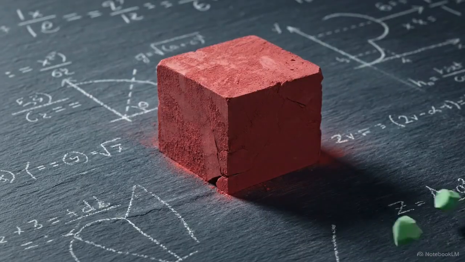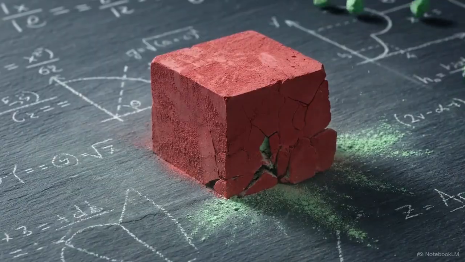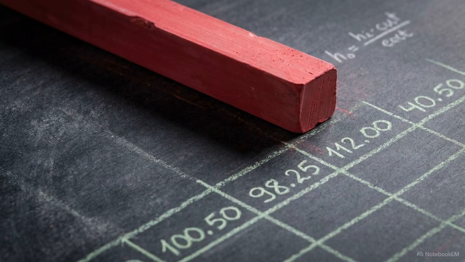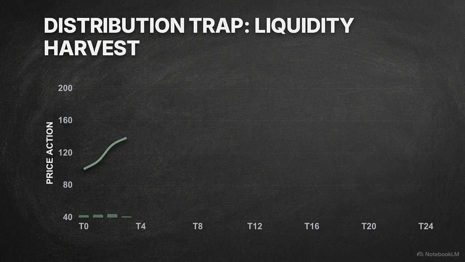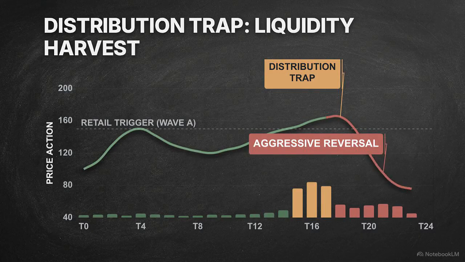These scenarios occur when market makers utilize the predictable influx of retail buy orders at a breakout level to fill their own sell-side inventory. This process harvests available liquidity before forcing a reversal in the opposite direction. In this diagram, the breakout point is inundated with buy orders. Once that liquidity is absorbed, the lack of follow-through leads to an aggressive reversal.